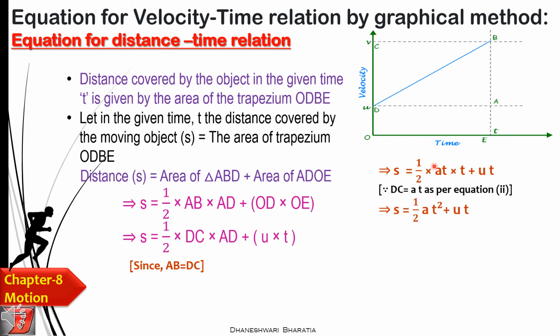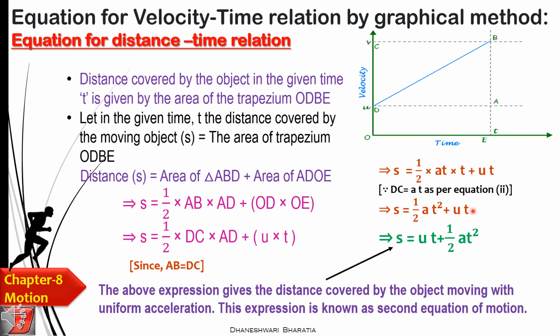What we are getting is S is equal to half AT square plus UT. So S is equal to UT plus half AT square. I have just rearranged the stuff. Fine. So this is the second equation of motion, right? And this expression gives the distance covered by the object moving with uniform acceleration.